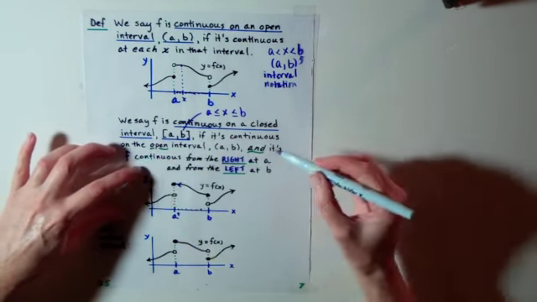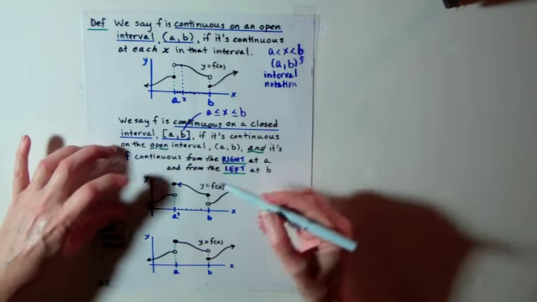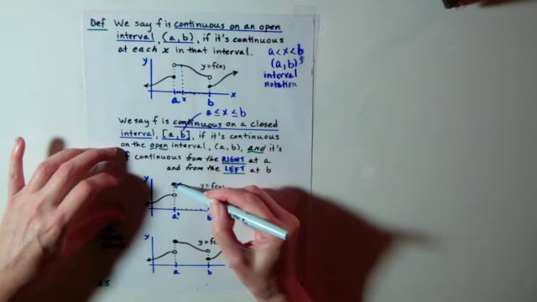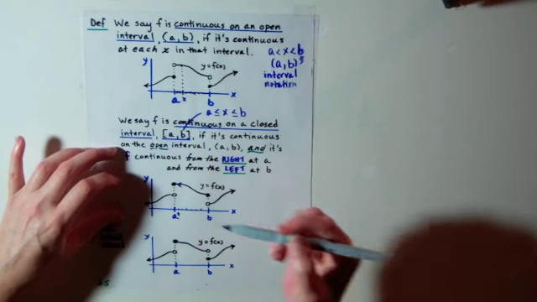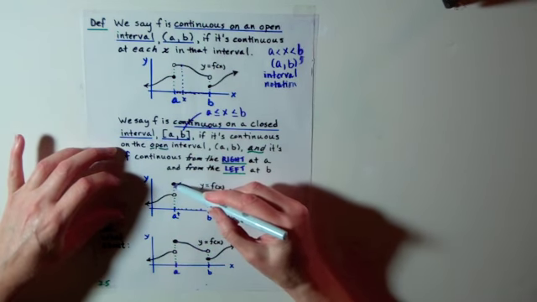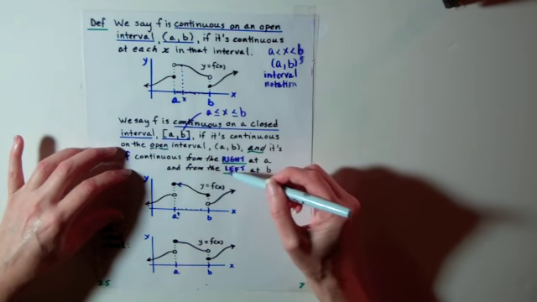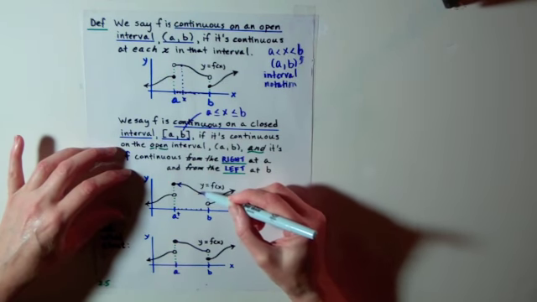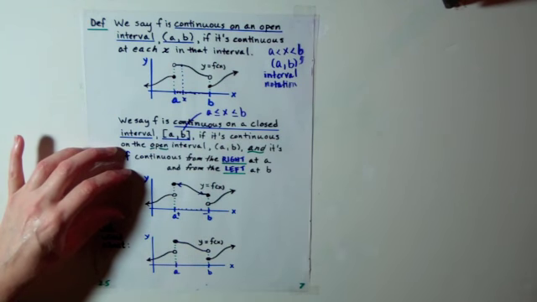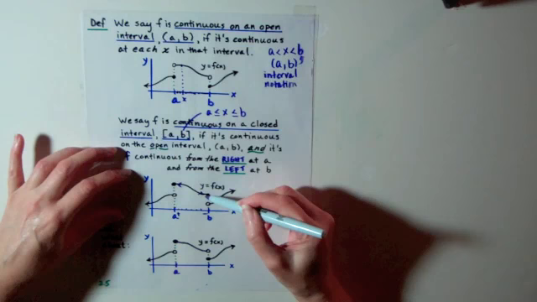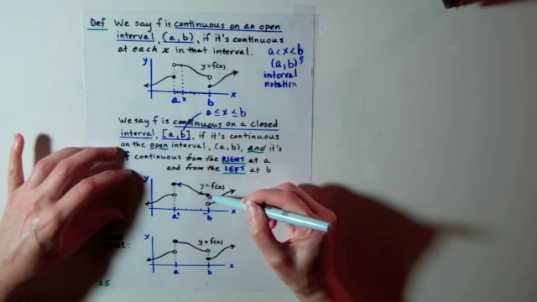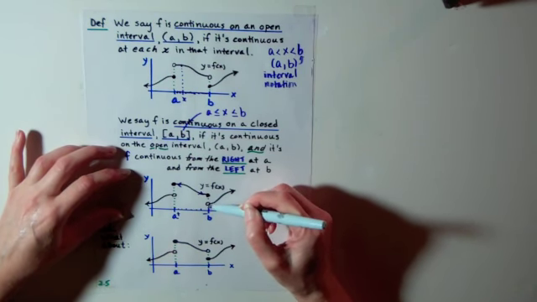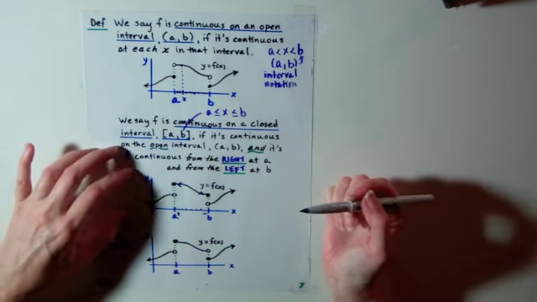For f to be continuous from the right at A, remember that means that the limit as x approaches A from the right has to equal the value of the function at A, and that would be true if this endpoint is included. In a similar way, for f to be continuous from the left at B, it means that as we approach B from its left-hand side, the limit from the left of f as x approaches B from the left would have to be the same as the value if we plug b into the function.